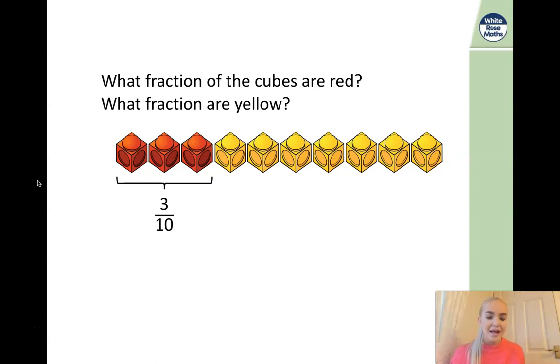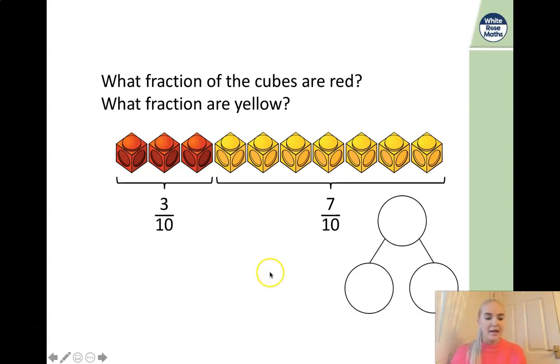Now, to work out how many yellow cubes we are going to look at how many we have altogether. We have got 10 cubes altogether. How many are yellow? That's right, 7 cubes are yellow, so 7 out of the 10 cubes altogether are yellow, which is the same as 7/10.